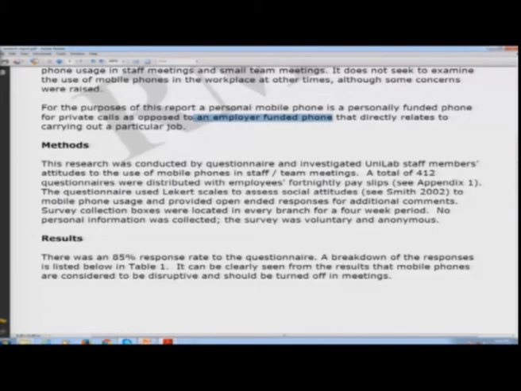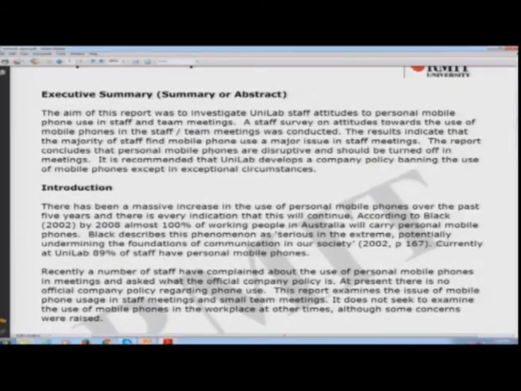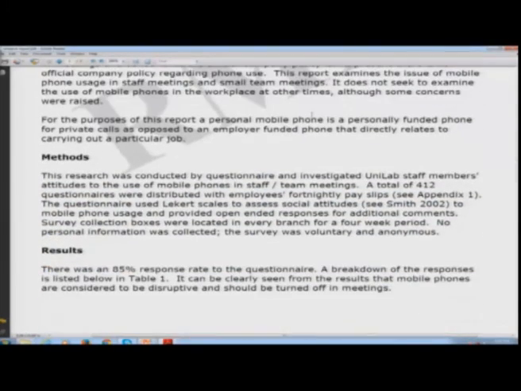No personal information was collected. The survey was voluntary and anonymous. So, this is about the research methodology. So, how they went about it? So, we saw earlier that this was a survey. So, now we have details about it.